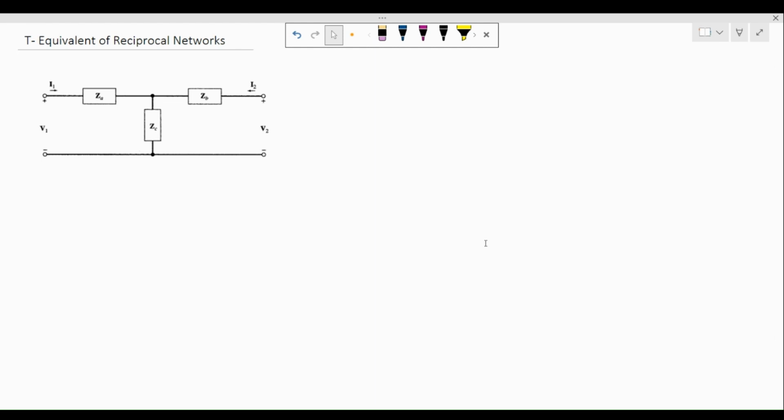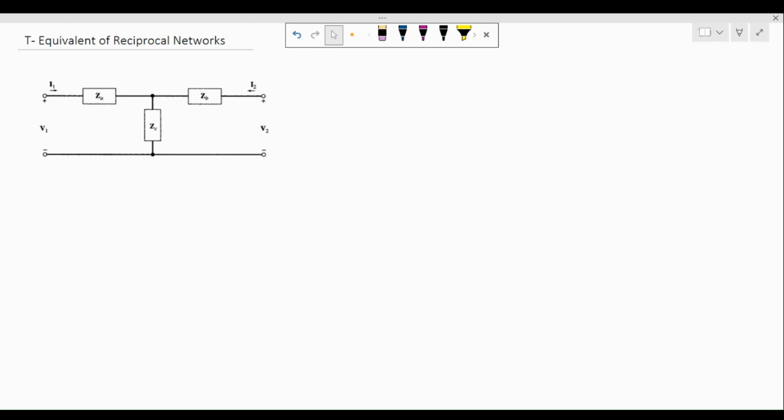In this video, I'm going to show you how we can represent reciprocal networks in the form of a T network, or the T equivalent of a reciprocal network. If you refer to one of my previous videos where I discussed the Z parameters, I took up this example where I computed ZA, ZB and ZC in terms of Z11, Z12, Z21 and Z22. Having been given the Z parameters, how do I obtain ZA, ZB and ZC? This is what we're going to see first. So let's get into the video.